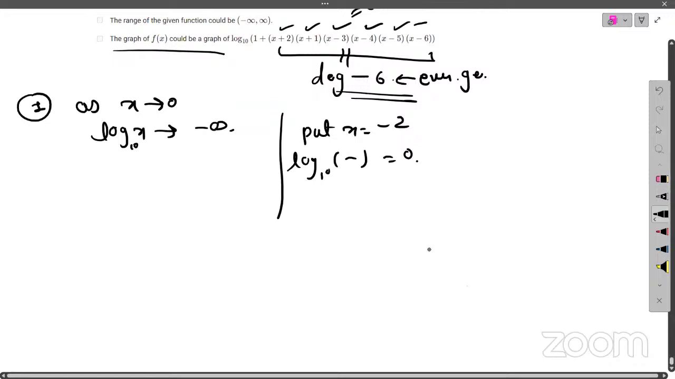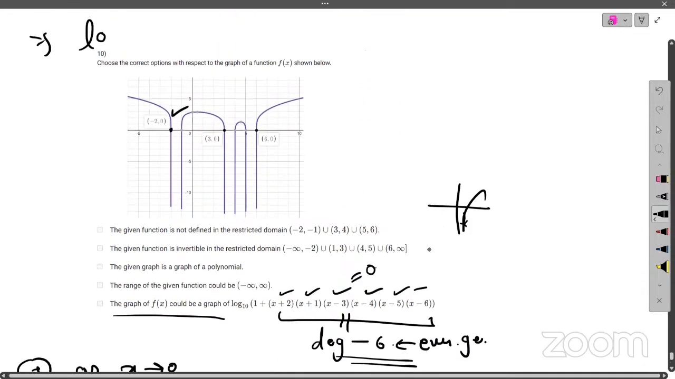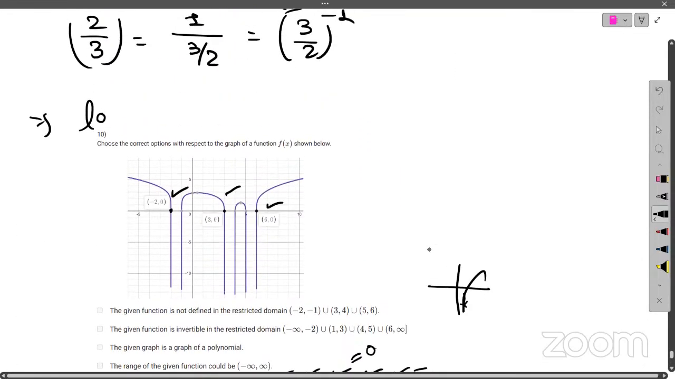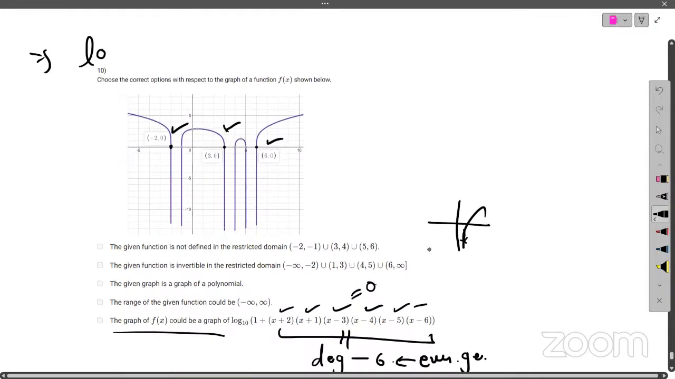Similarly, if you put x equals 3, what will you get? We'll get this bracket equal to 0. So that means ultimately we'll get log base 10 of 1 plus 0, which is again log base 10 of 1. And we know that log of 1 is nothing but 0. So that's why this point is also correct, and similarly this point is also correct. So these are the points where our graph is intersecting the x-axis, and those values are correct. Similarly, here 5 is there, so this is also correct.